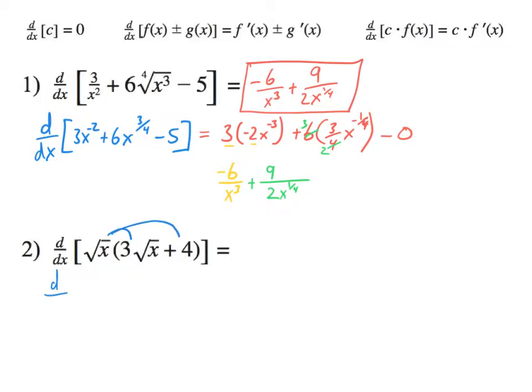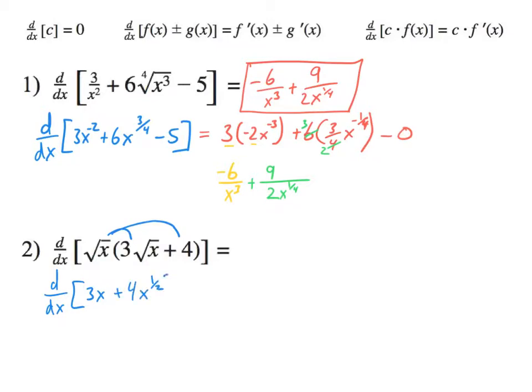So don't we really have the derivative of, well, what's the square root of x times the square root of x? Isn't that just x? So isn't that just going to be 3x? And the second part, isn't that going to be plus 4x to the 1/2?